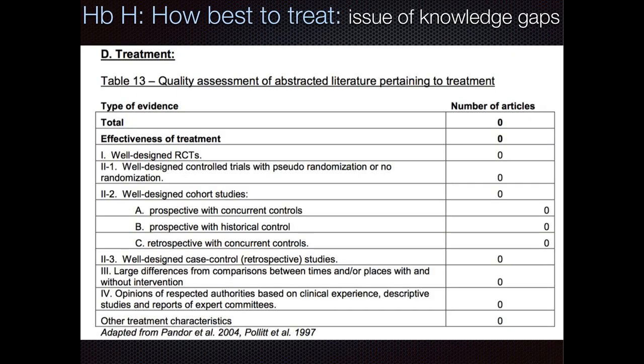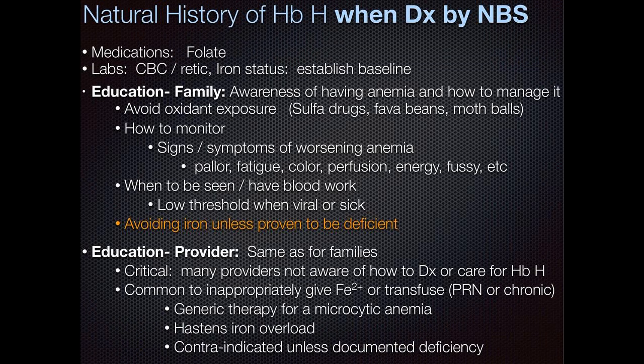So as I mentioned, there's knowledge gaps. This is from the summary last time in 2010 when they looked at how best to treat hemoglobin H. And as you see, there's a paucity of quality literature out there. So what's the natural history of hemoglobin H if you diagnose it early? Well, kids get started on folic acid to help make red cells. They get monitored with CBCs, looking at reticulocytes, watching iron status, looking at accumulation. That's the main lab and medicine part.